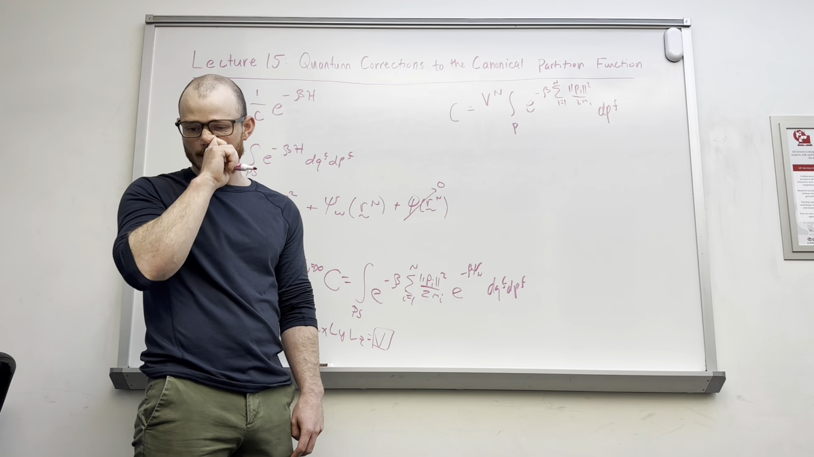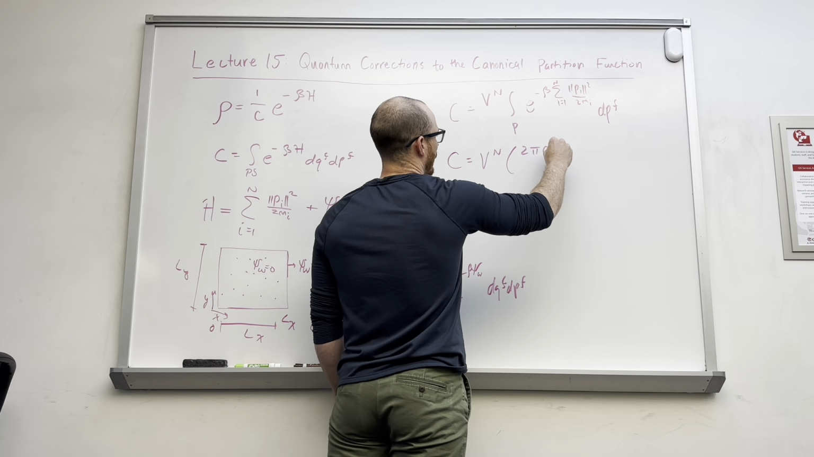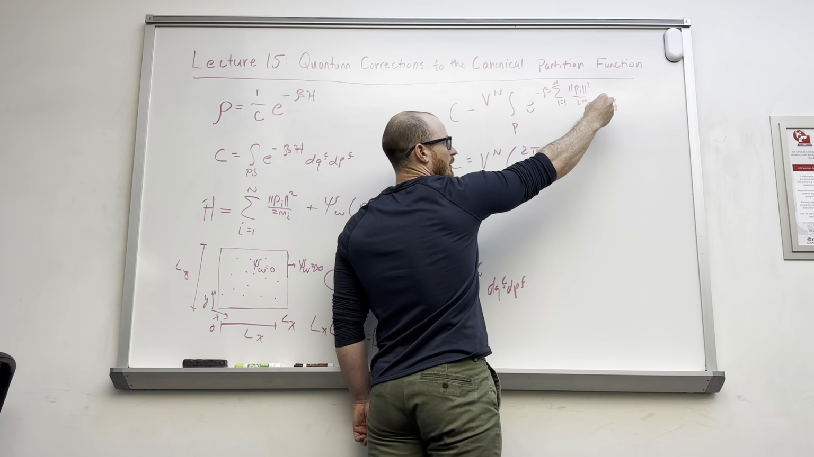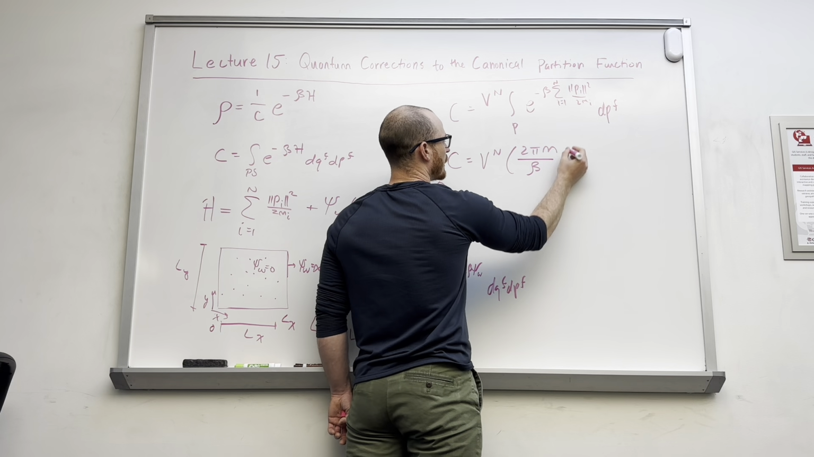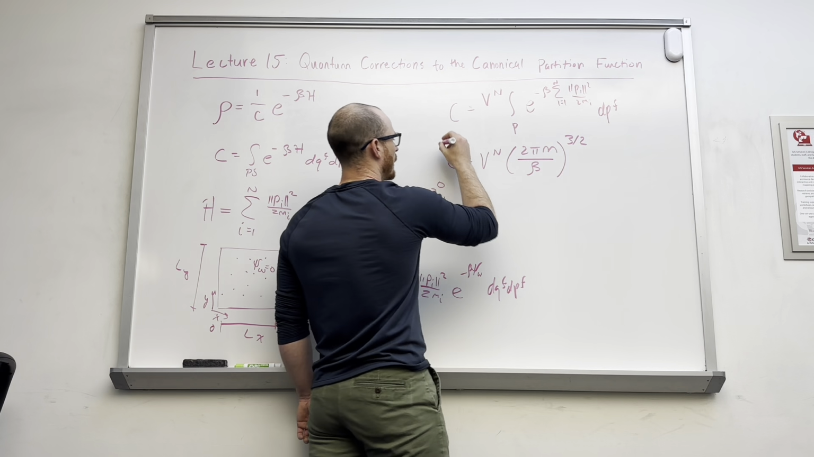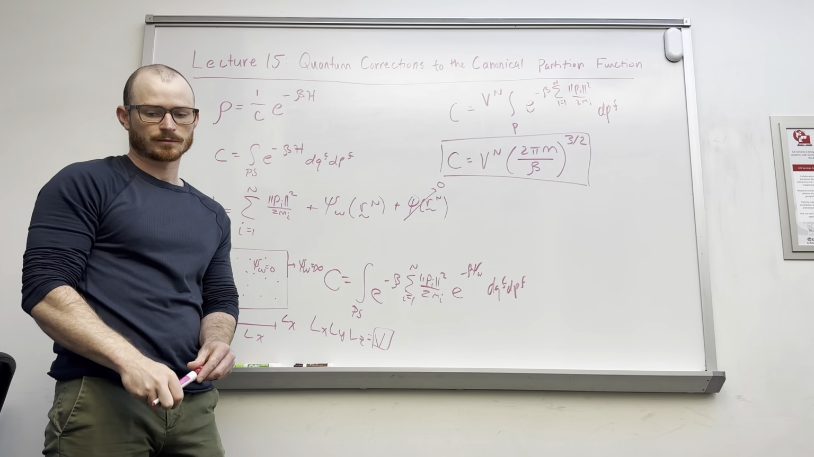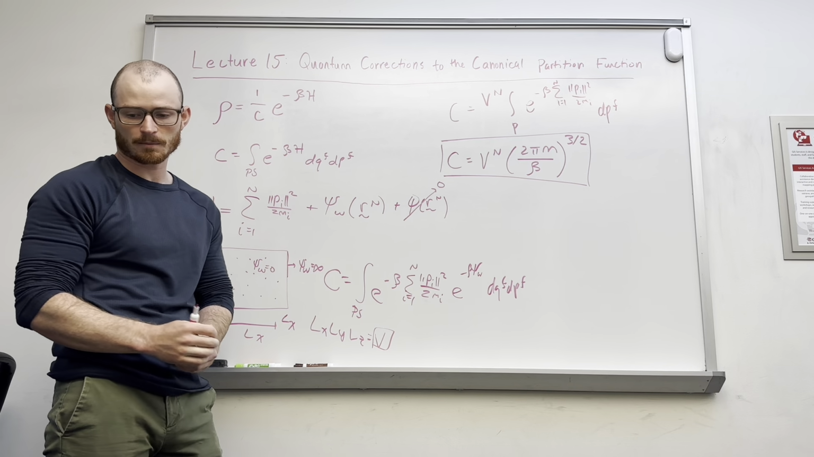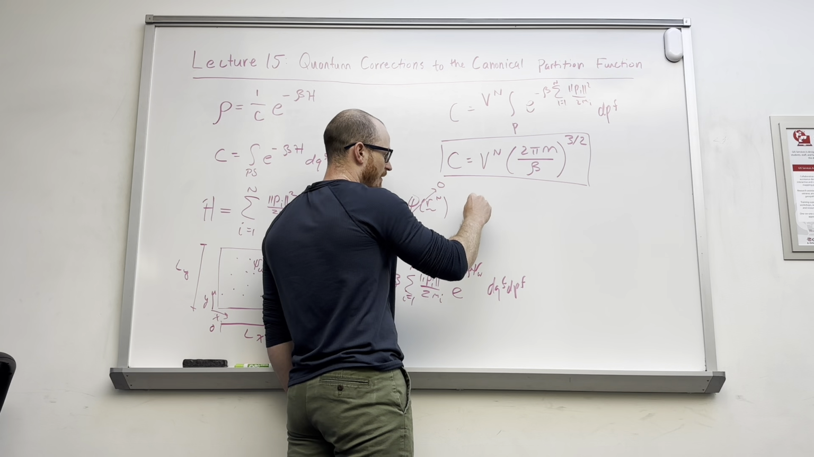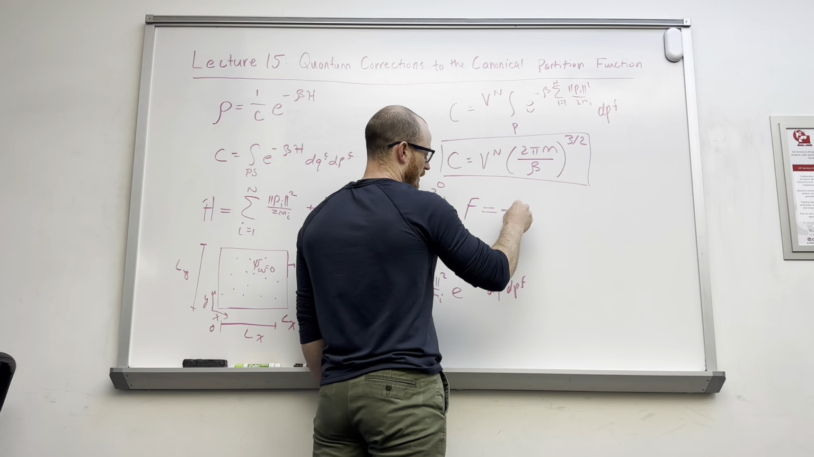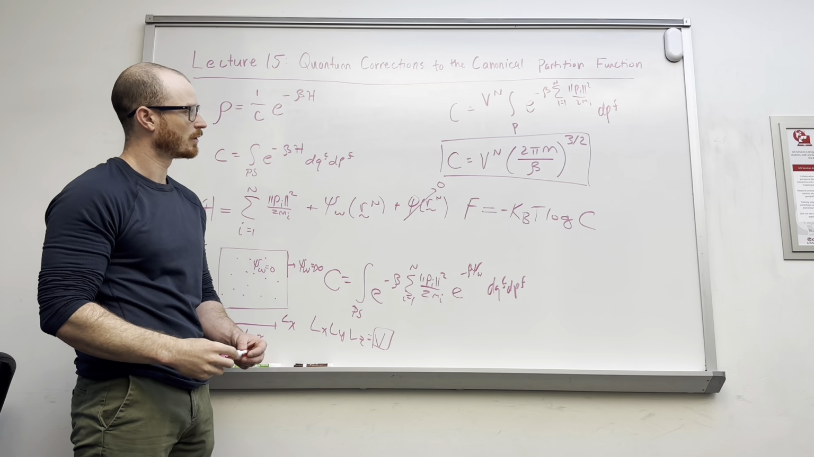But what we found was that this was actually just equal to V to the N times 2 pi m. We're going to assume the particles are identical so that the masses of particles 1 through N are the same. We're going to end up with 2 pi m over beta to the 3 halves. And this is what we got for C. Everything seems okay, right? But what happens when we look at the free energy? Recall that the Helmholtz free energy, F, was defined as, or found to be, minus k_B T log C.